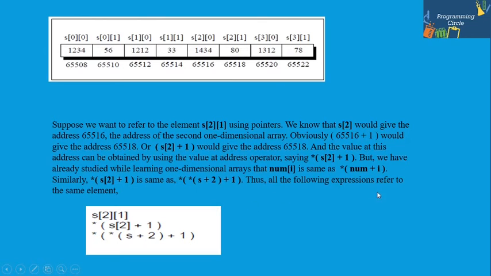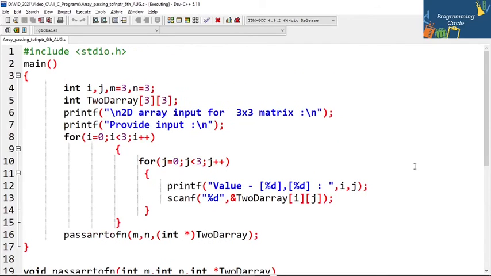So thus all the following expressions refer to the same element. S2 plus 1 is equivalent to *(S2 + 1), or you can write it in brackets as *(*(S + 2) + 1). So these stars are nothing but dereferencing, and it is called the address operator. Here I am going to demonstrate how to access the 2D array.